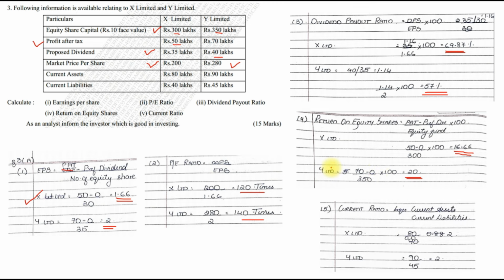And the last one was current ratio, that is current asset upon current liability. Both the values have been given, 80 upon 40 and 90 upon 45. So the current ratio for both is 2.